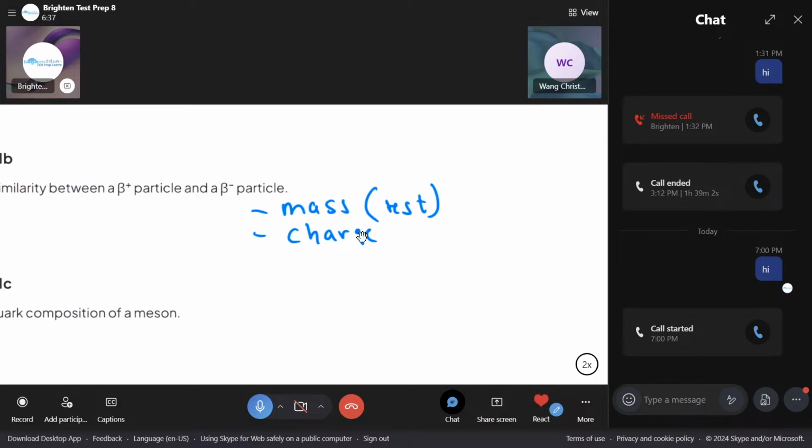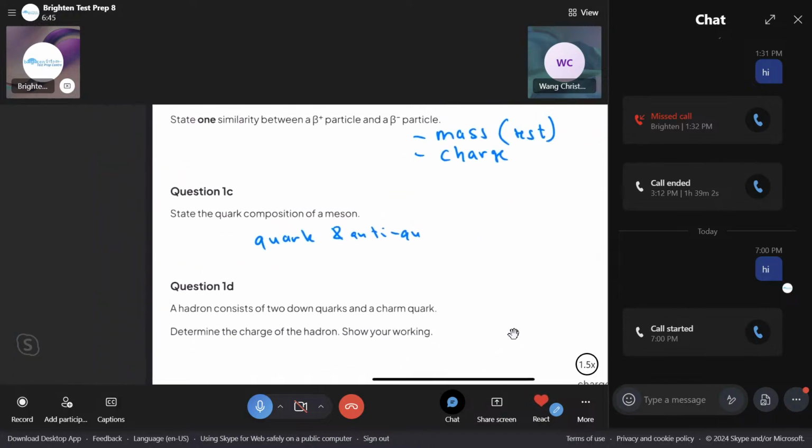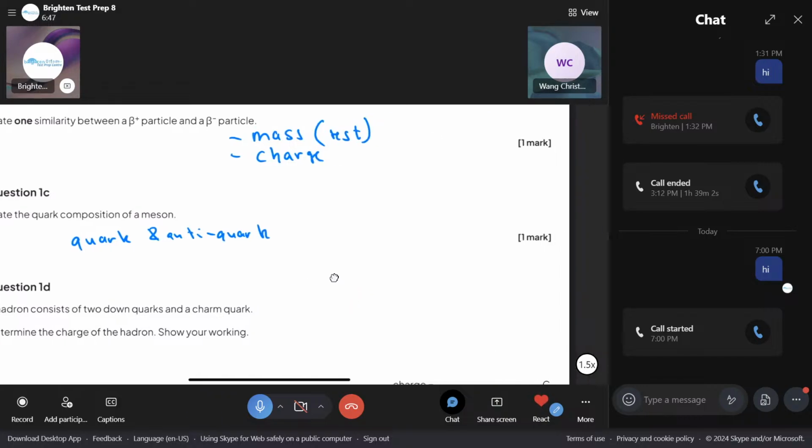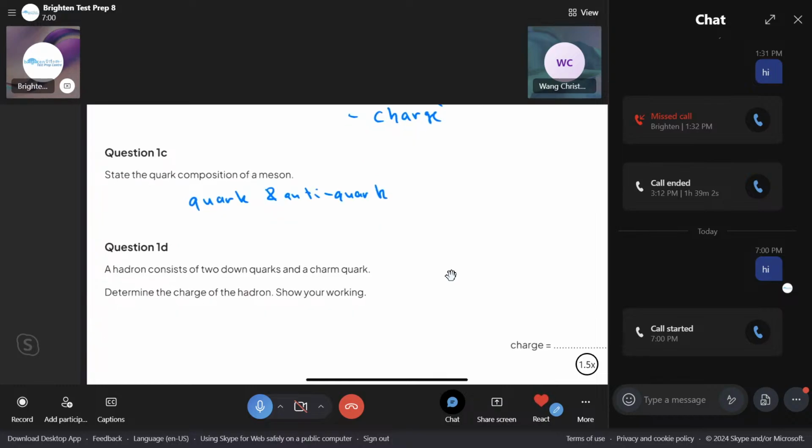A meson is a quark and an antiquark. And in that context, what does the word anti indicate? What information is there? It's the opposite charge of the normal quarks. Okay, all right.